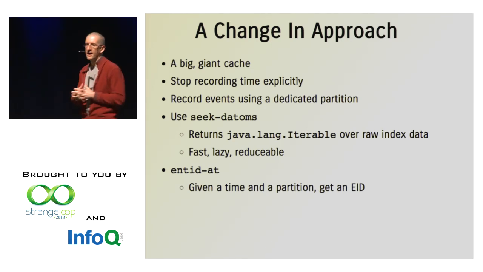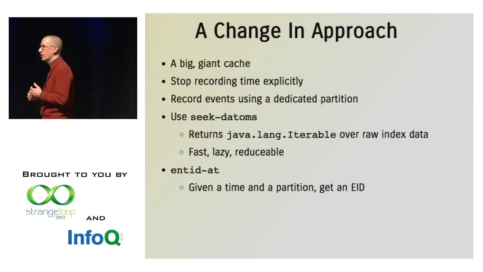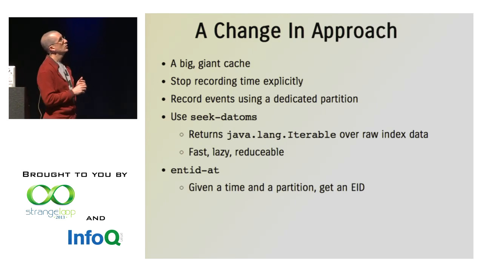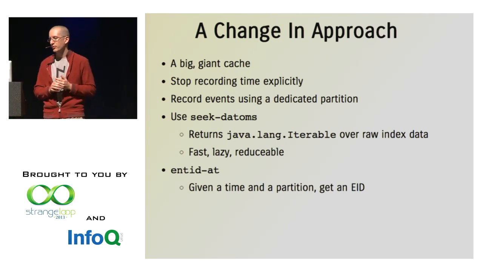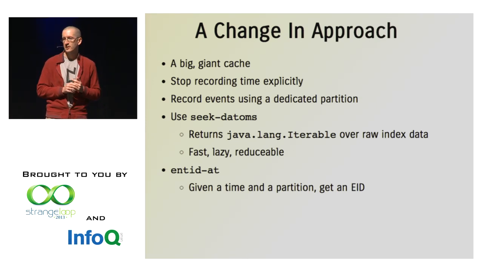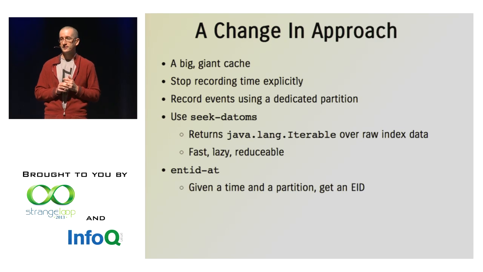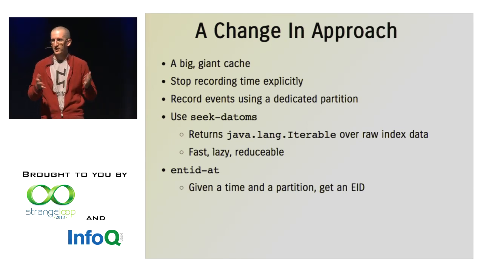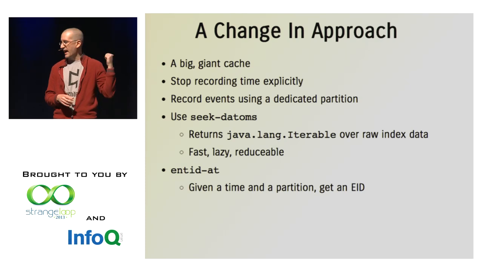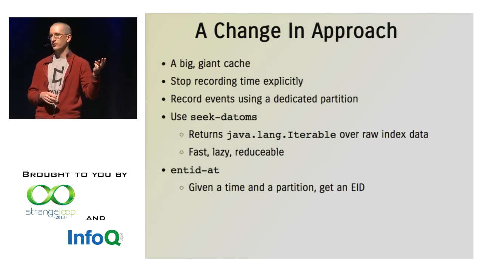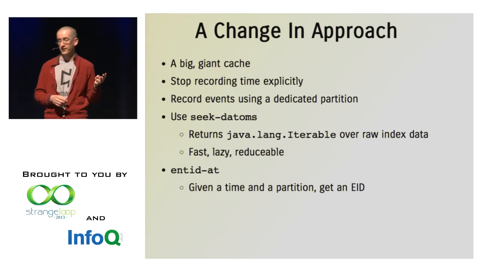We still have to populate that cache. And for our particular data set, we could not achieve our performance requirements via query. So we actually used an API that Datomic provides called seek-datoms. Okay, what does seek-datoms do? Seek-datoms gives you an iterator over one of the indexes, actually any of the indexes. You say which index you want to iterate over. You get back a java.lang.Iterable, which is fast, it's lazy, and it's reducible in the sense of Clojure core reducers, if you're familiar with that, which is another way of saying fast.